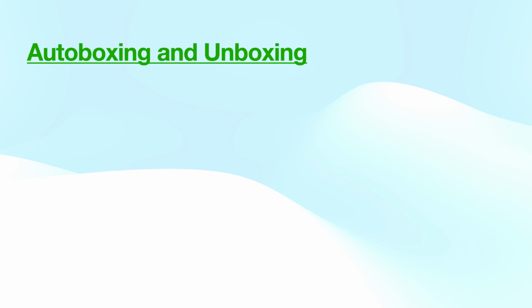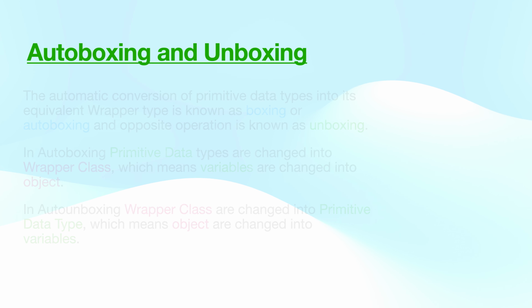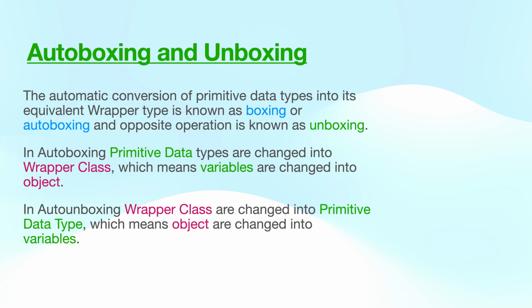On the next slide, let's talk about autoboxing and unboxing. The automatic conversion of a primitive data type into its equivalent wrapper type is known as boxing or autoboxing, and the opposite operation is known as unboxing. In autoboxing, primitive data types are changed into wrapper classes, which means variables are changed into objects. In unboxing, wrapper classes are changed into primitive data types, which means objects are changed into variables.